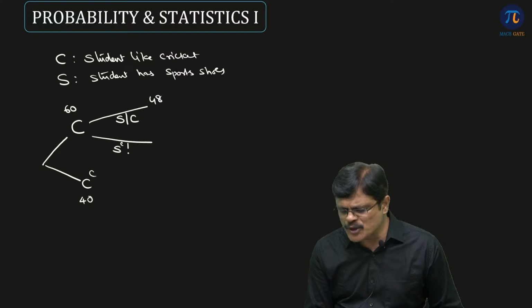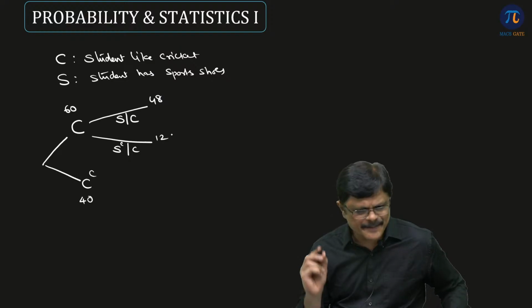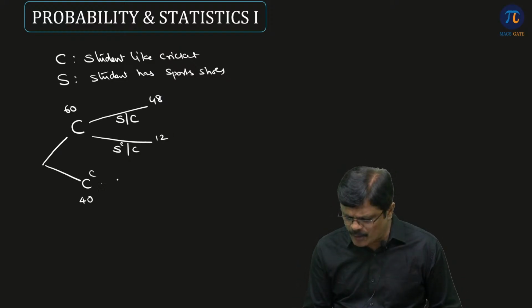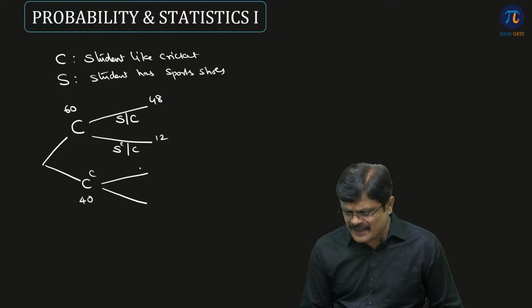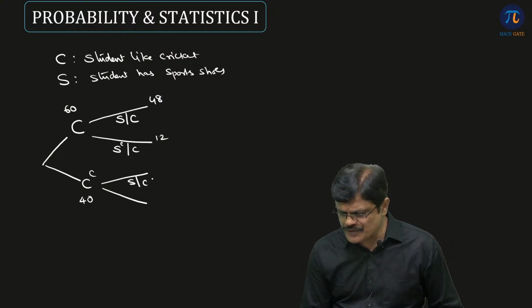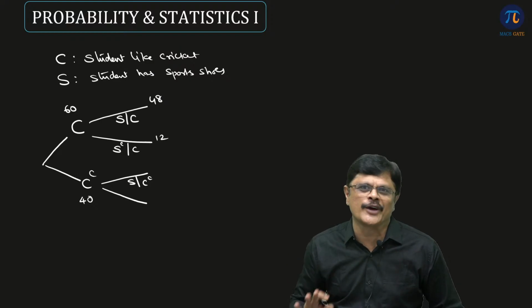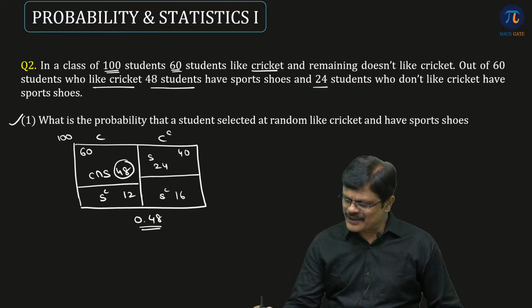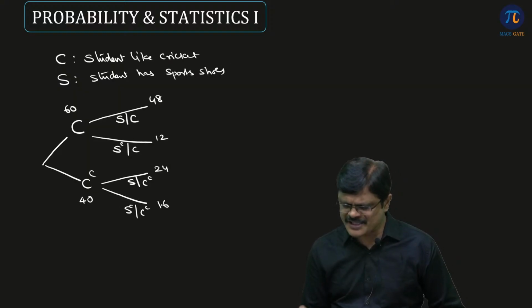And who don't have sports shoes when they like cricket? Remaining. That is 12 students. Is that clear? Now what about this? Who don't like cricket and who are having sports shoes? Of course, they can play other games, no? Don't restrict that they should not have sports shoes like that. So what is it? 24 students. This is 24. Am I clear? Now what about this? S complement when C complement. What is it? Obviously 16 people.